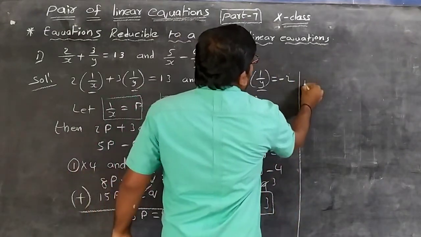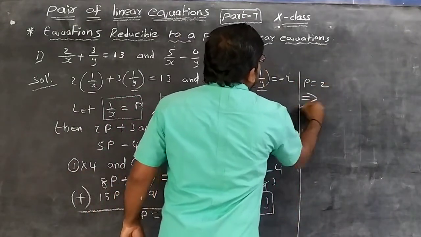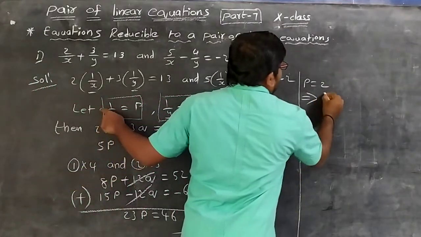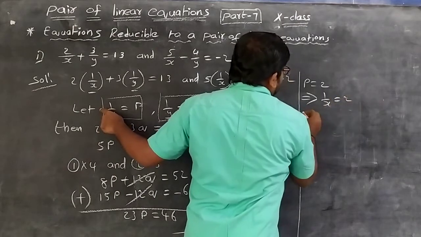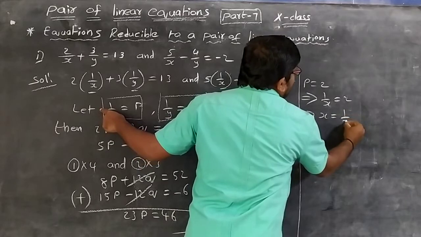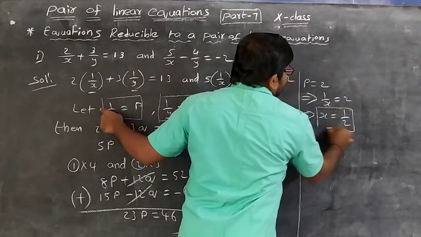So P is equal to 2. That implies, what is P here? 1 by x. 1 by x equal to 2. That implies x equal to 1 by 2. Right? It is x value.